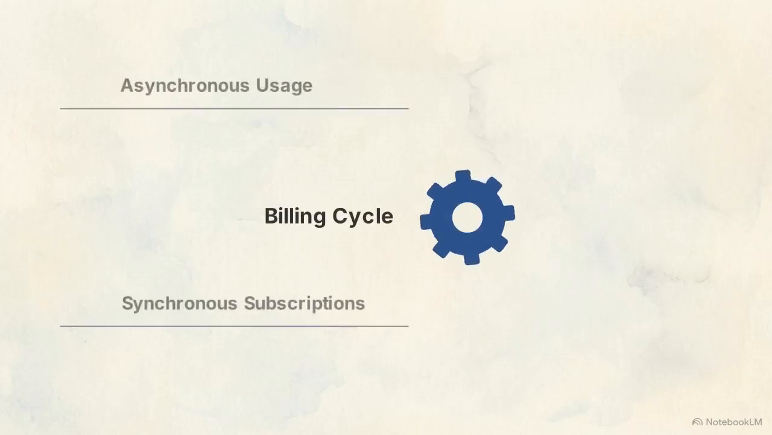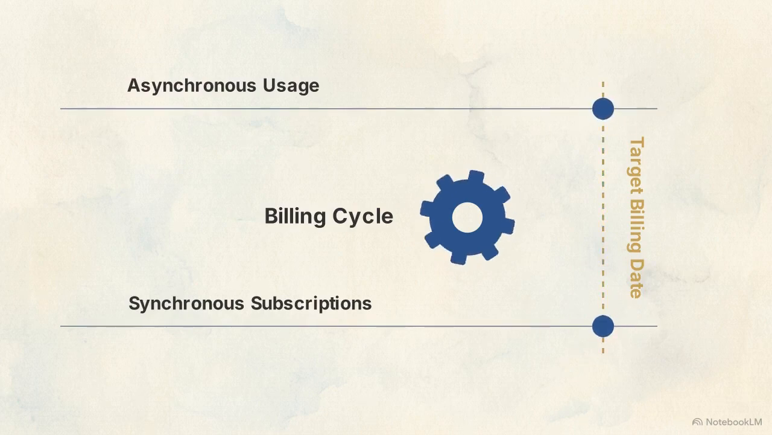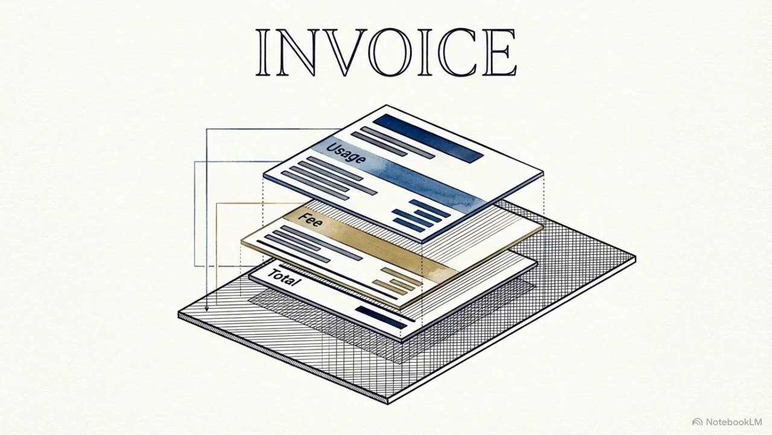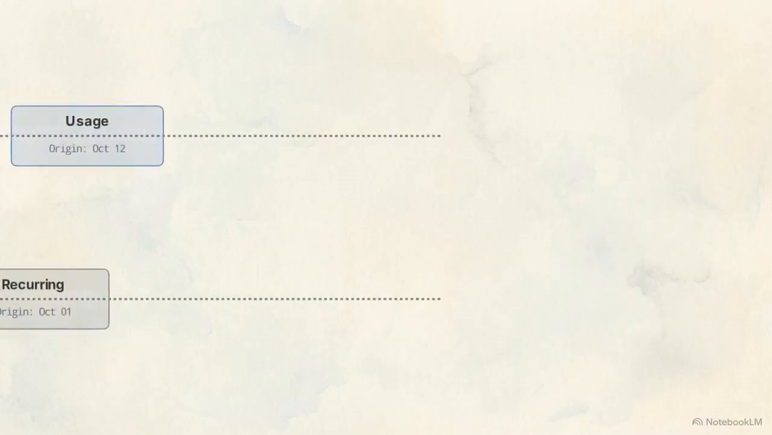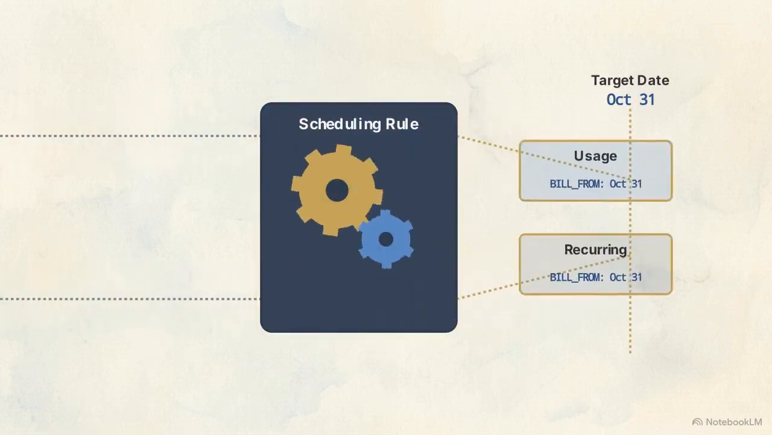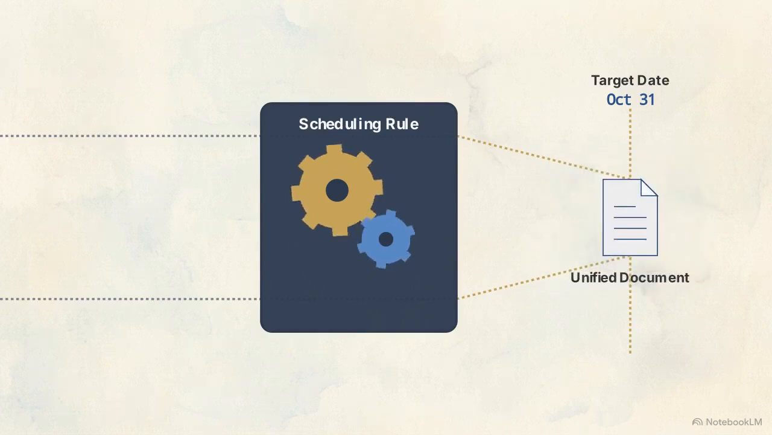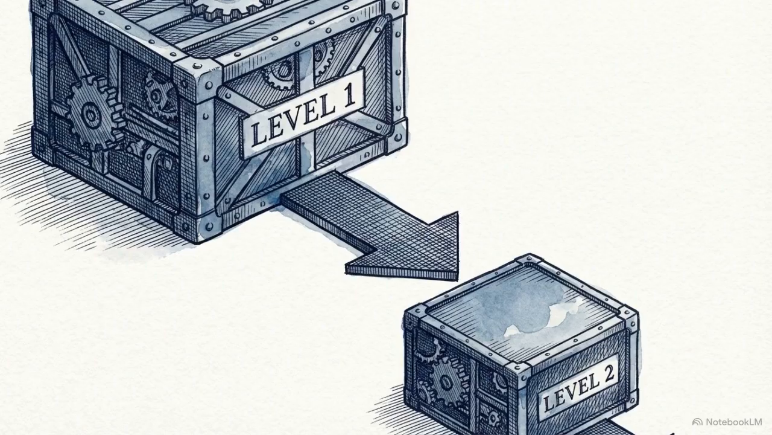The billing cycle serves as the synchronization gear that forces asynchronous usage and synchronous subscriptions to align on a unified target billing date. This abstract invoice represents the ideal end state in contract accounting, a single FICA document that successfully consolidates a prorated usage charge with a standard recurring monthly fee. The architectural question is, what exact mechanical logic dictates the specific timestamp required to pull disparate billable items together into this single document? To find the answer, we have to step backward from the final invoice and examine SAP Convergent Invoicing's sequenced two-level scheduling architecture.